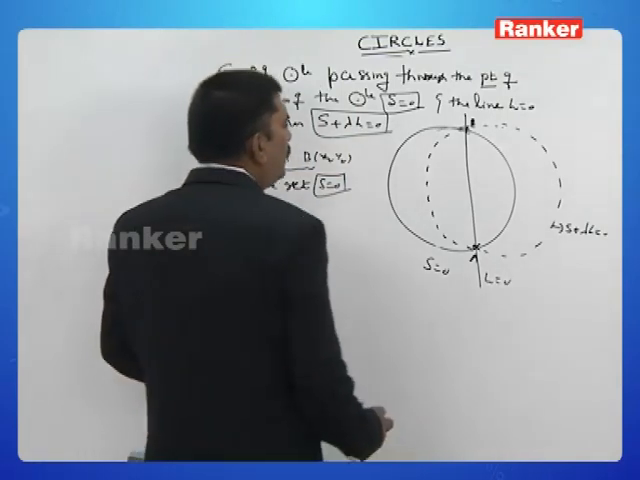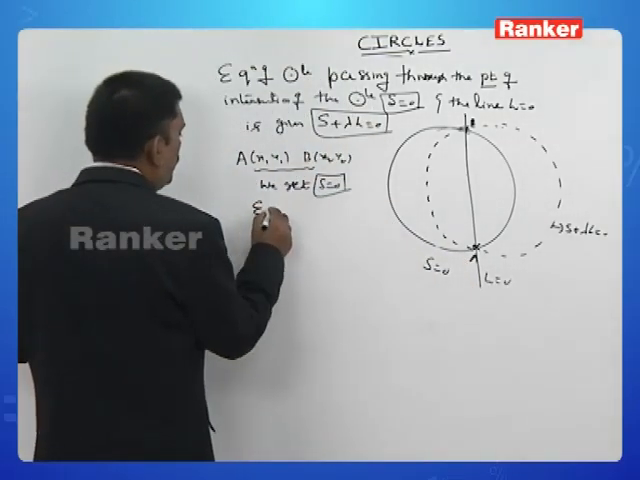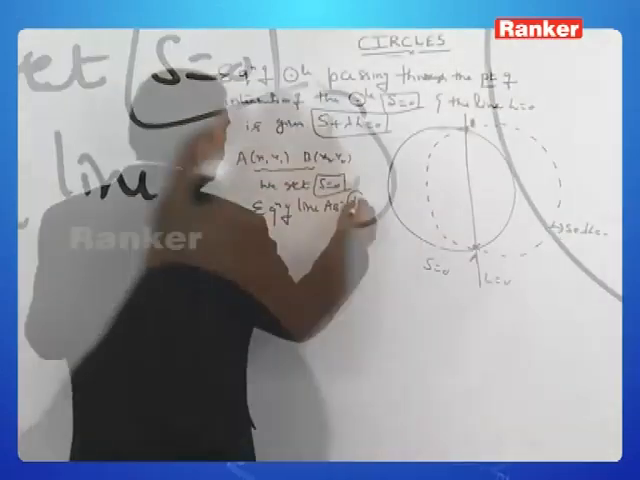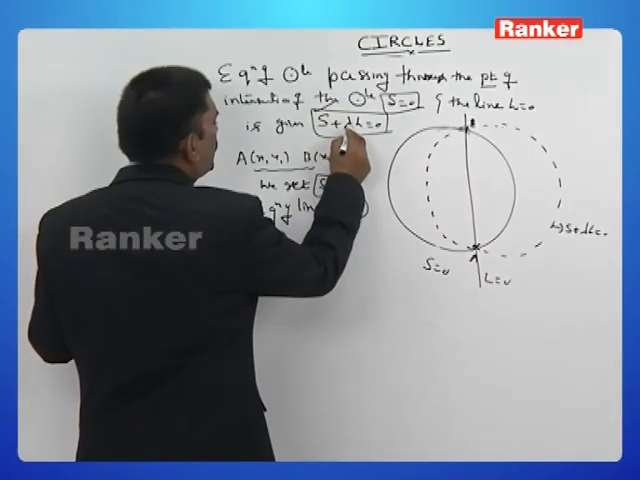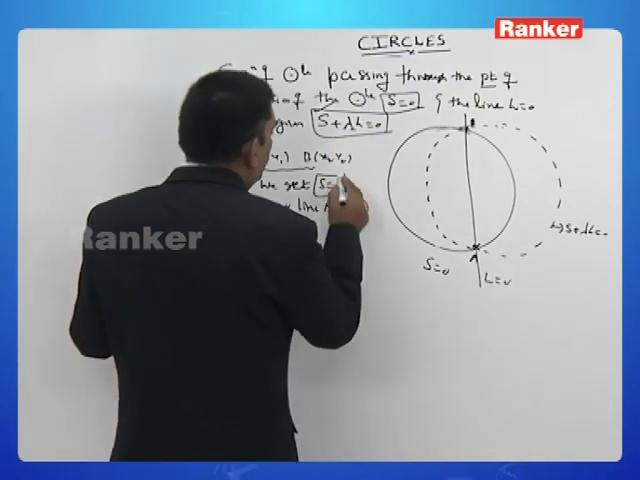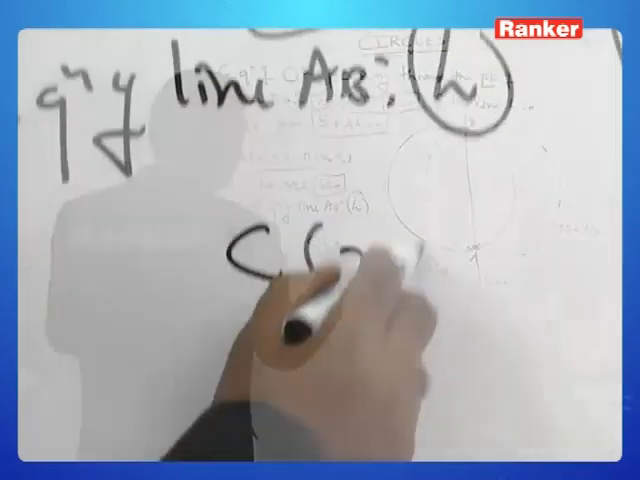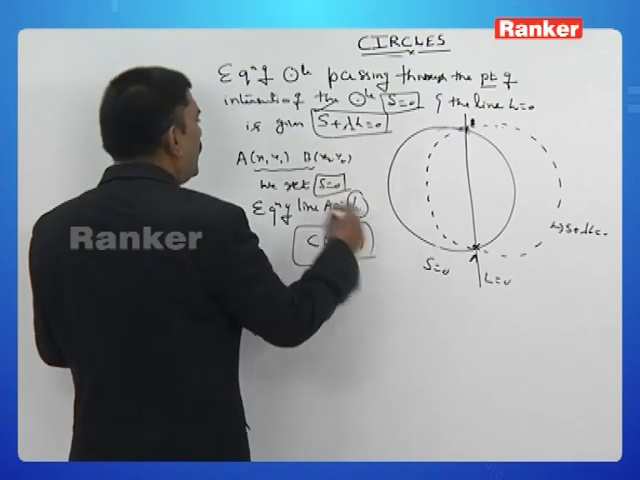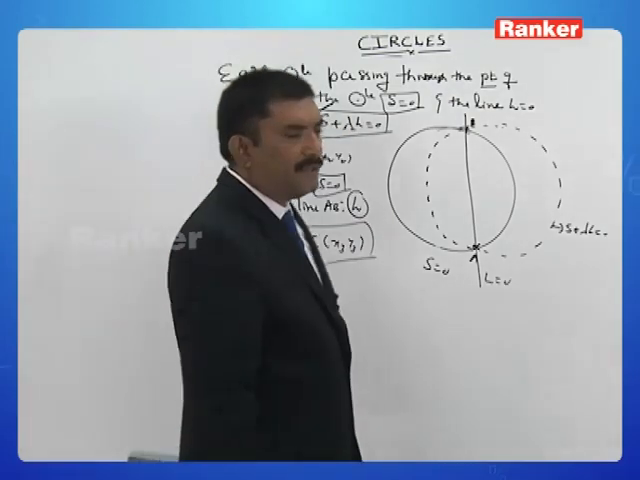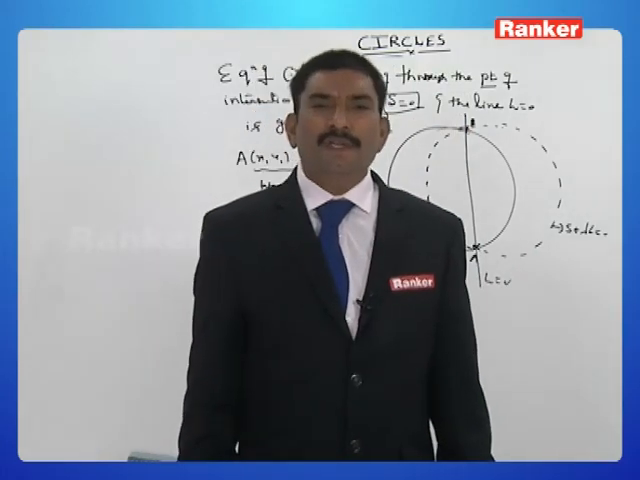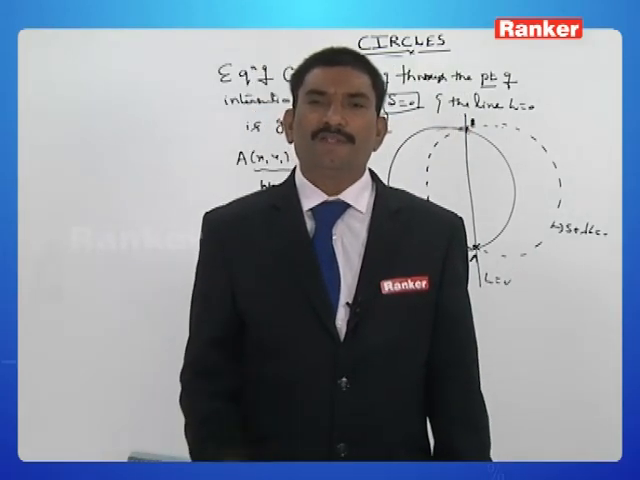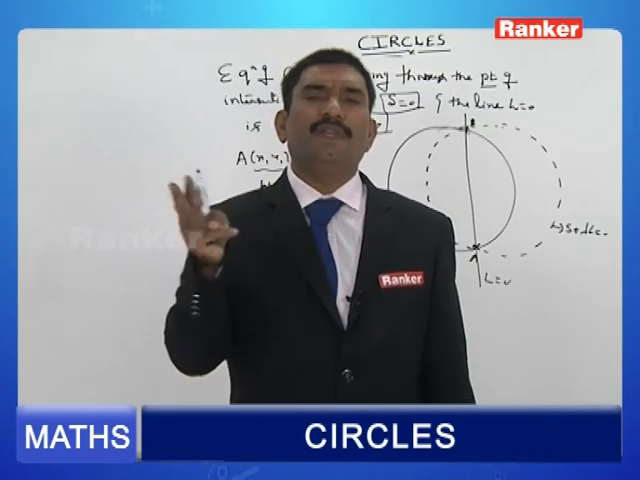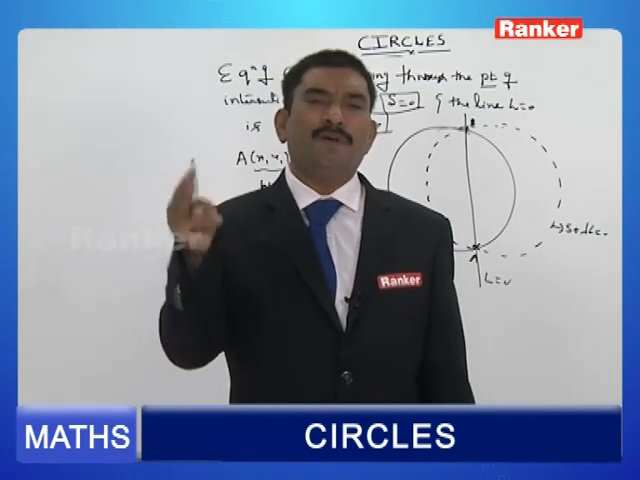So now, A and B. Now write down the equation of line AB. The equation of line AB we get as L. After finding this, you write down S plus lambda L, but lambda is an unknown. To find lambda, you substitute the third point, x3, y3. After getting lambda, you substitute here. That gives the third method to find out the equation of a circle passing through 3 points.